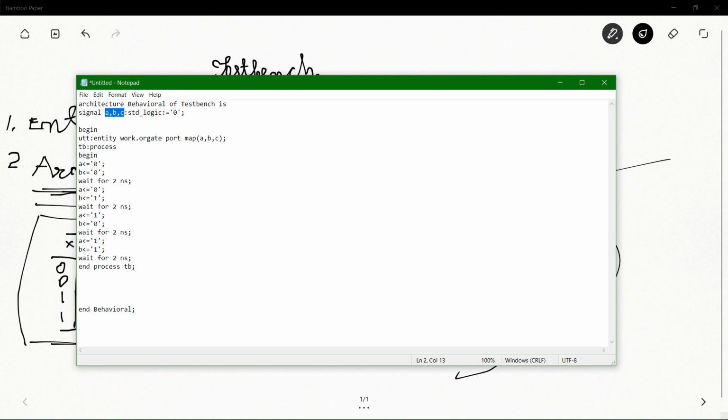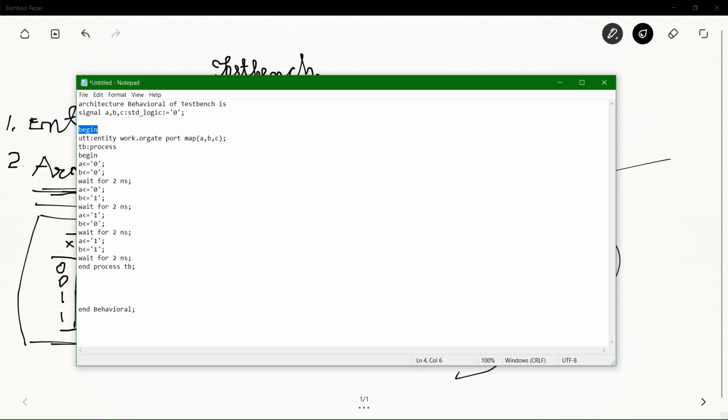So in the second line, we have to write signal and then the input output ports and then the standard logic. And initially, while defining the input output ports, we have to assign them to be 0, right? So until my second step, we are telling my compiler in the test bench what my ports are, and I'm assigning 0 to it. After that, in the third line, we are beginning my whole program, right?